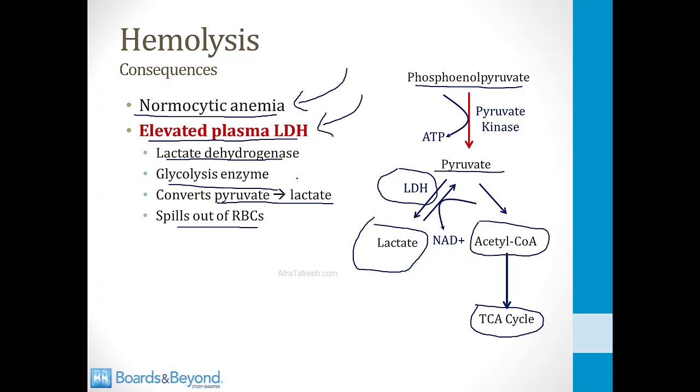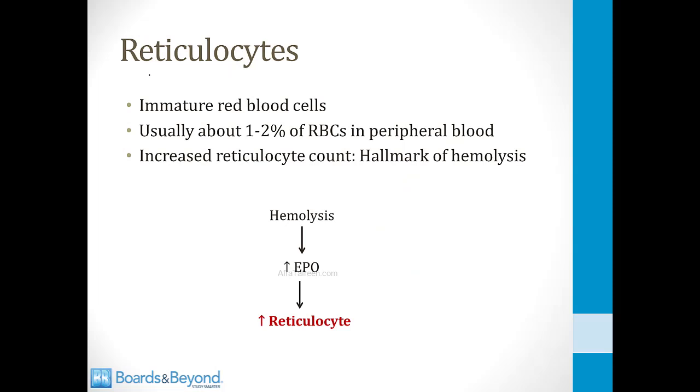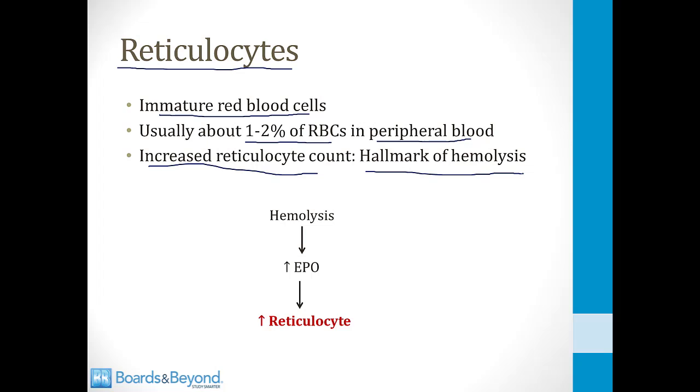Another hallmark of hemolysis is an increased number of reticulocytes seen in the peripheral blood. Reticulocytes are immature red blood cells. Usually they constitute about 1 to 2% of the red cells in the peripheral blood. However, an increased reticulocyte count will be seen in hemolysis, and in fact it's a hallmark of hemolysis. We'll talk in a minute about how you can use the reticulocyte count to distinguish hemolytic anemia from other causes of normocytic anemia.